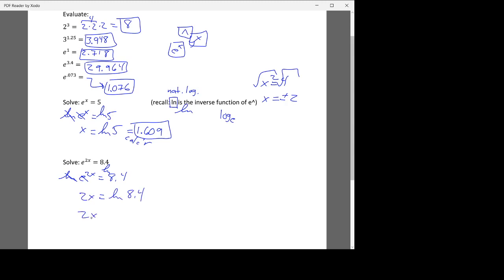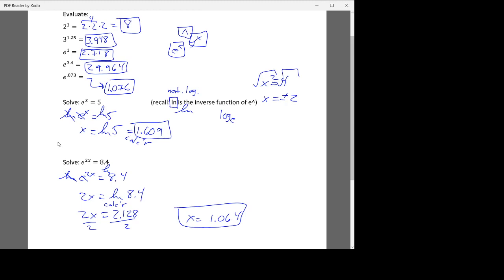I'll just take another step and go ahead and do that natural log of 8.4 in the calculator. 2.128. And then divide both sides by 2. And we get x is 1.064, I believe.